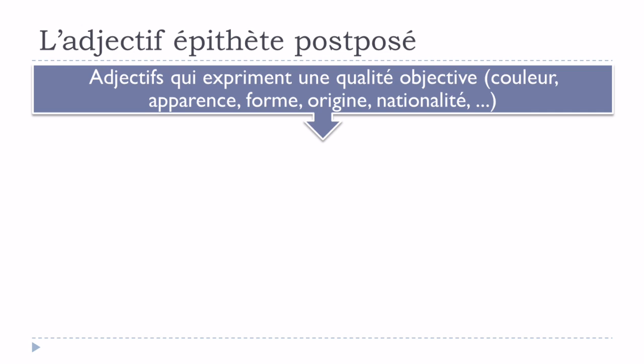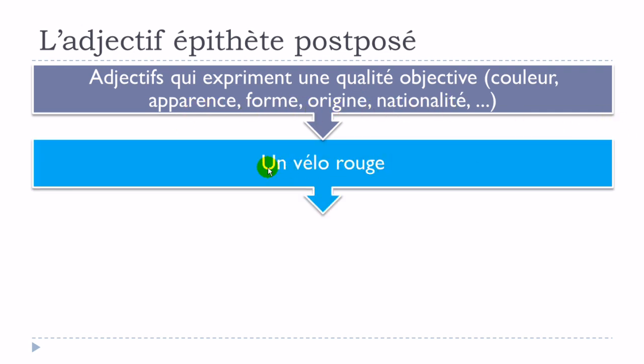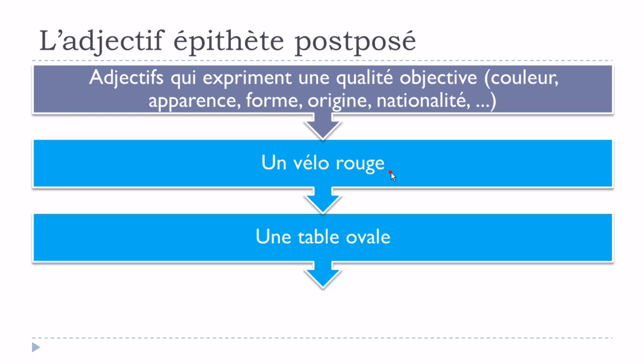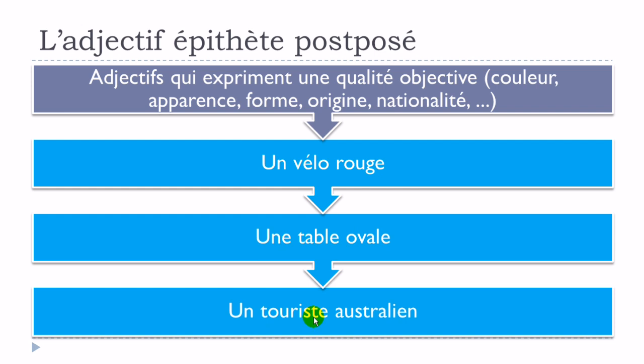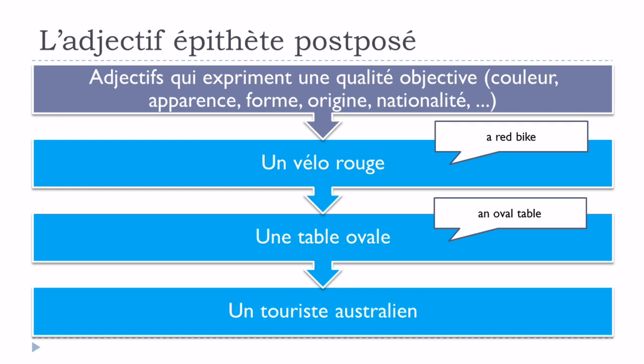So the first category, we're talking about les adjectifs qui expriment une qualité objective, couleur, apparence, forme, origine ou nationalité. Un vélo rouge, une table ovale, un touriste australien. You can see that in all these cases, they are coming after your noun.